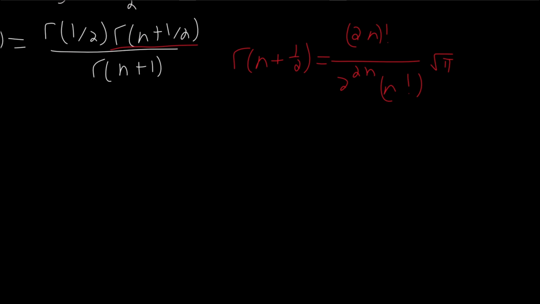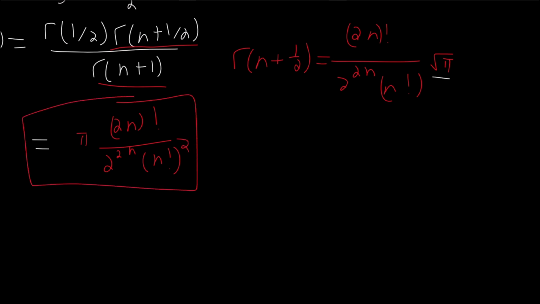Anyway, before I get sidetracked anymore, we can simplify this quite a bit now. Substituting in that gamma of 1/2 is just the square root of pi, and combining with that square root of pi, this whole thing is equal to pi times 2n factorial over 2 to the 2n times n factorial. And instead of writing gamma of n plus 1, we know we can just write that as n factorial. So we can combine like terms and make that squared right there. And that here is actually just our answer: pi times 2n factorial over 2 to the 2n times n factorial squared.